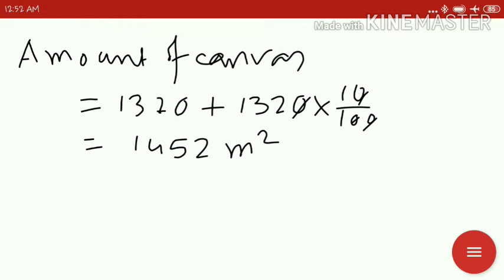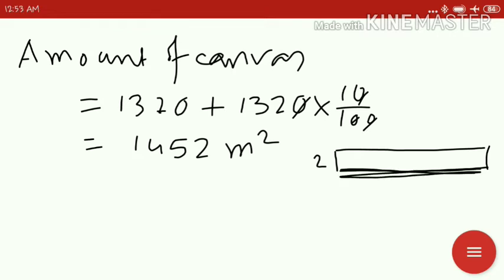Now the canvas is a piece of cloth in the shape of a rectangle, which has 2 meters as its width. We need to find out the length of it, because this thing is wrapped around the conical shape and thus it forms the tent. So the area of the conical tent, or the area of the canvas, that is 1452, is exactly the area of this rectangular shape of which the breadth is given.